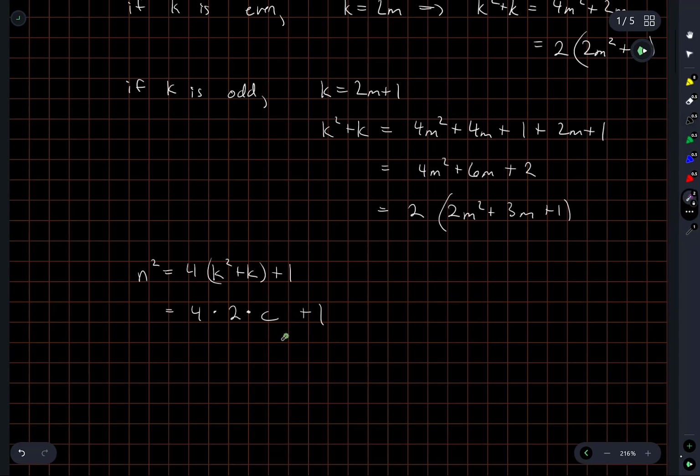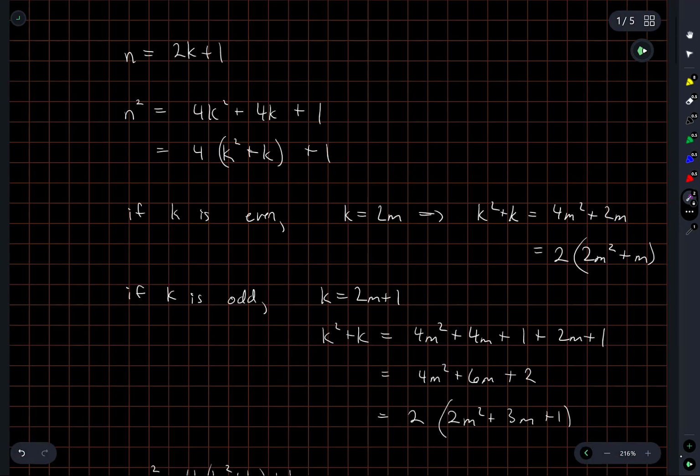Okay, I don't know what this number c is, but it doesn't matter. I know that this thing here is even, meaning it's a multiple of 2. And so I'm left now with a factor of 8 in front, or a multiple of 8 plus 1, which is exactly what we were looking for.